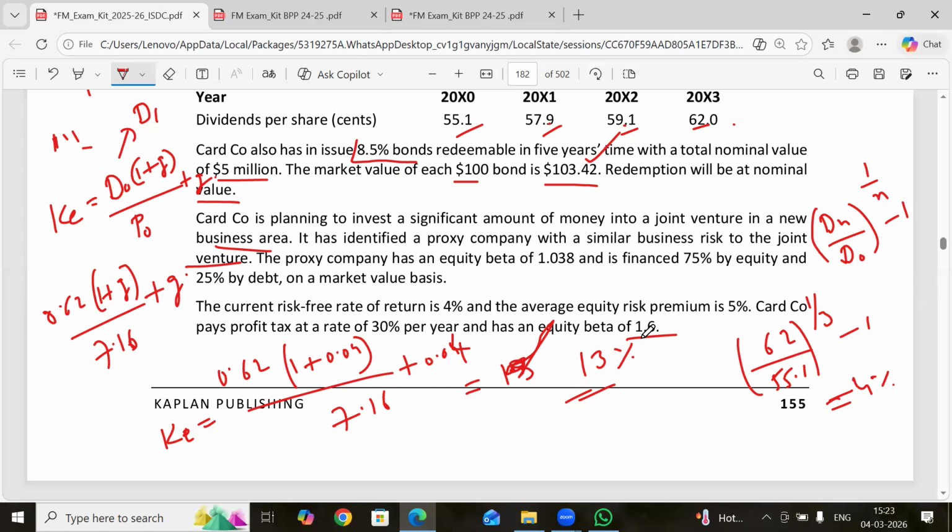Okay, they are taking up a joint venture project. They are finding out the project specific equity beta. For that they want to take up their debt to equity ratio. So what is their debt to equity ratio?